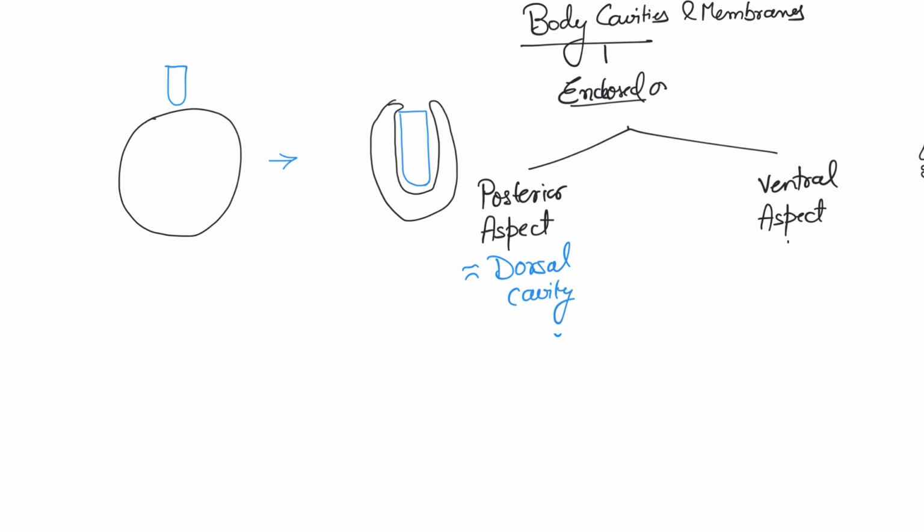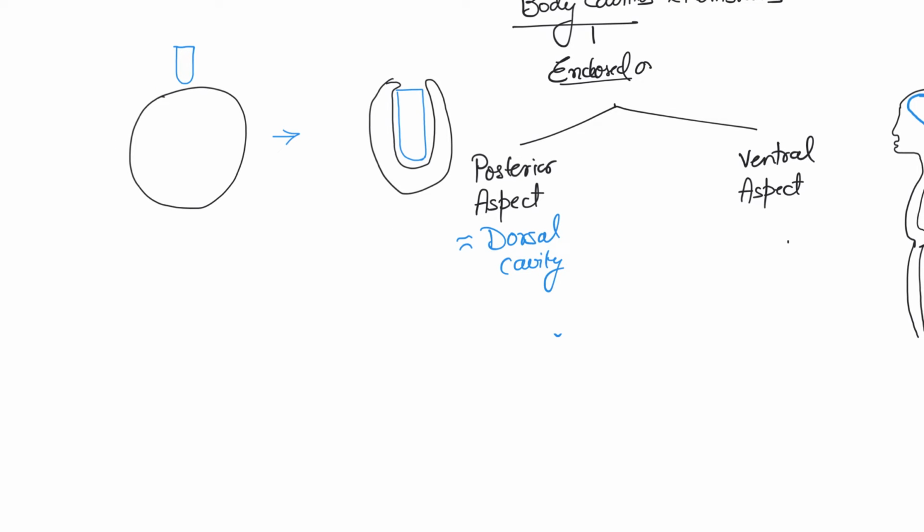Now, the two main regions that you will find in the dorsal cavity or the posterior aspect are the cranial cavity. The name itself is giving it out. This is a cavity that is the bony part, and it protects your brain. And the other is the vertebral cavity.